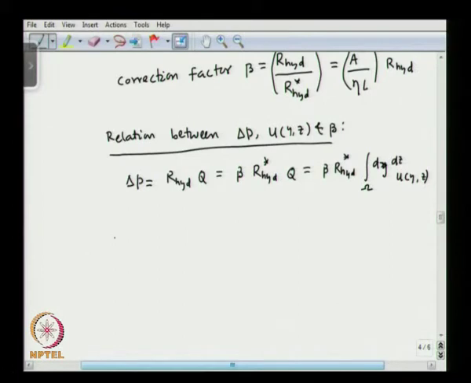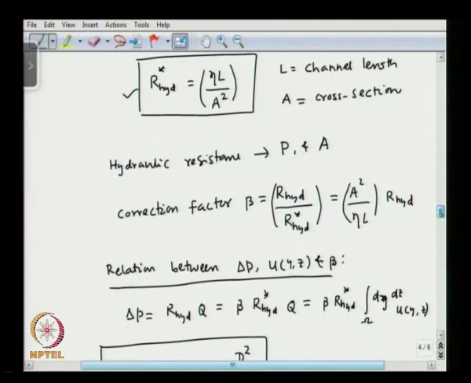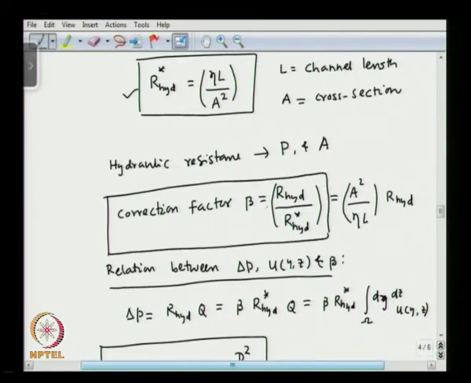So, from that perspective we define a parameter called compactness, which is C equal to P square over A. The ratio between the square of the perimeter divided by the area of cross section. And this correction factor beta is the ratio between the hydraulic resistance divided by the natural hydraulic resistance.